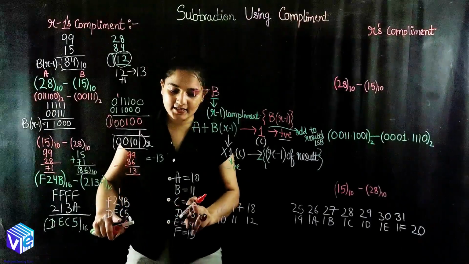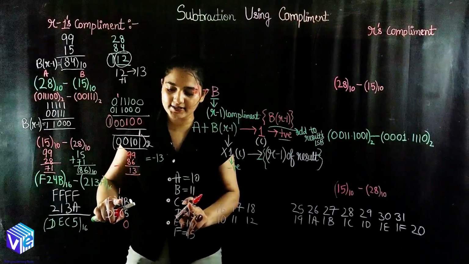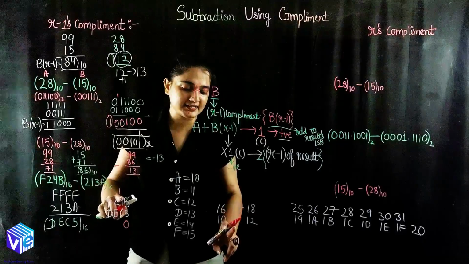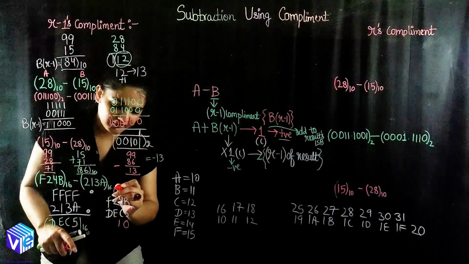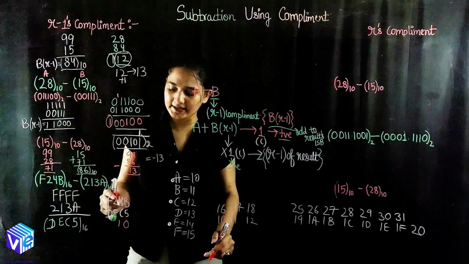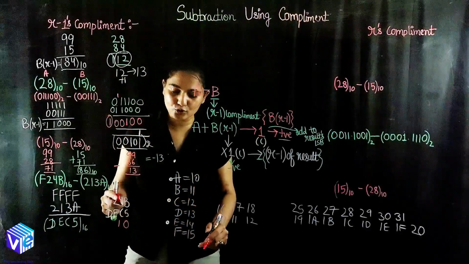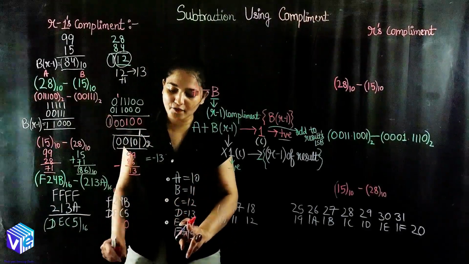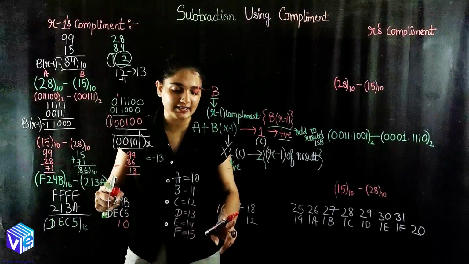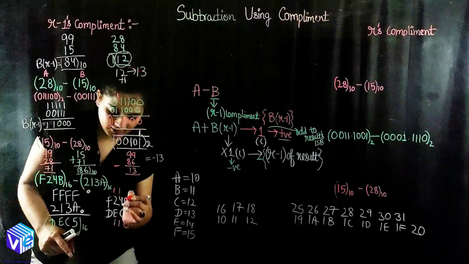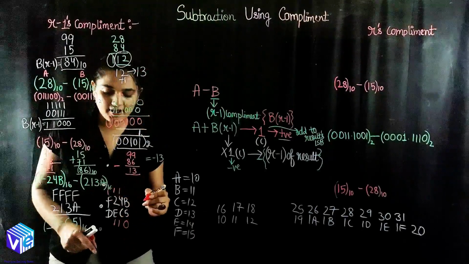Now C. C is 12. 12 plus 4 is 16 plus 1 is 17. 17 is represented as 1, 1. So here I will be having 1 and 1 as the carry. Now E plus 2. What is E? E is 14. 14 plus 2 is 16 plus 1, 17. Again 1, 1. So here we have 1, here we have 1.